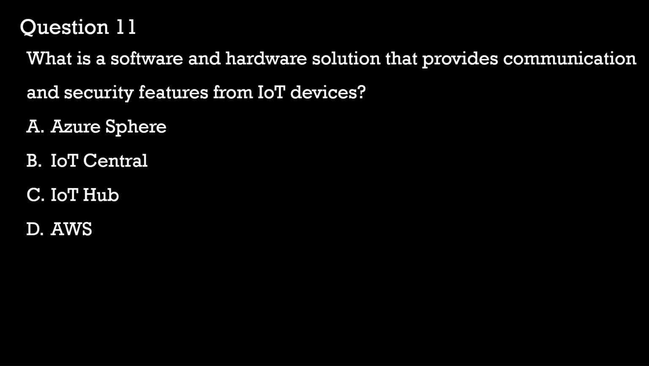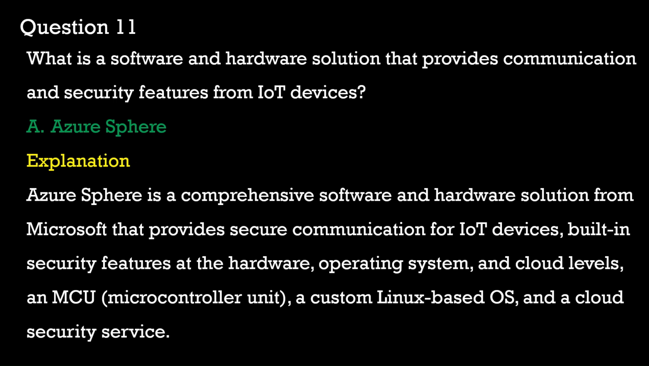Question 11. What is a software and hardware solution that provides communication and security features from IoT devices? A. Azure Sphere. B. IoT Central. C. IoT Hub. D. AWS. For this, we'll be going with option A.